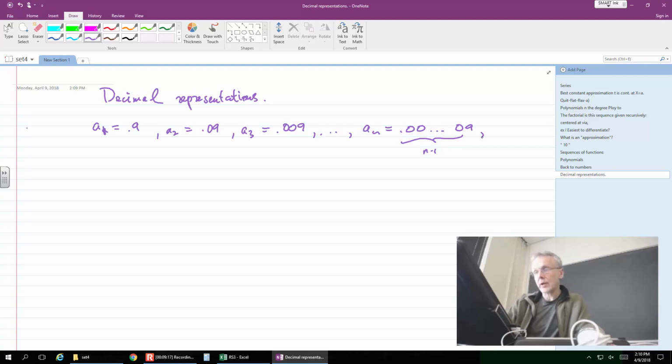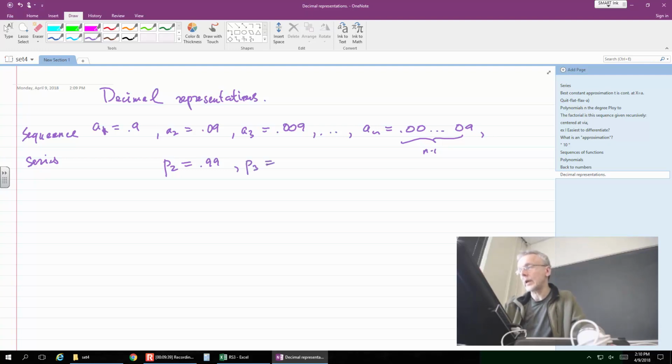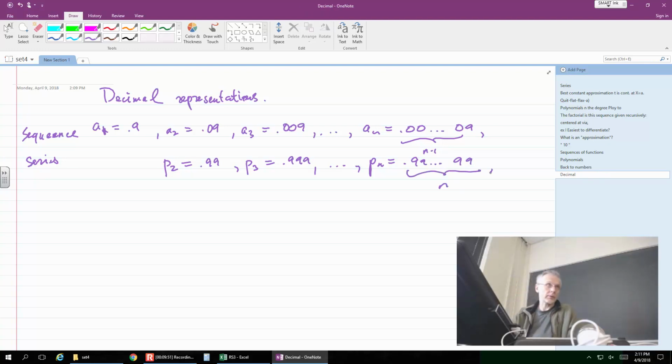If I start now to add these together, so I form a series, partial sums. So P2 will be, I am adding the two previous ones, so it will be 0.99. I add 0.009 to this number, so P3 will be 0.999, and on. So Pn, after n steps like that, there will be n nines. That's the sequence of partial sums.